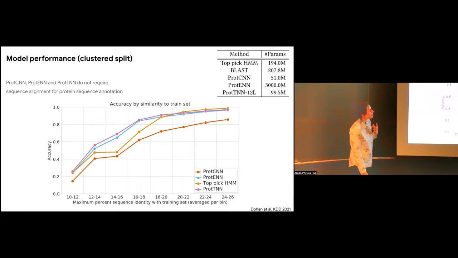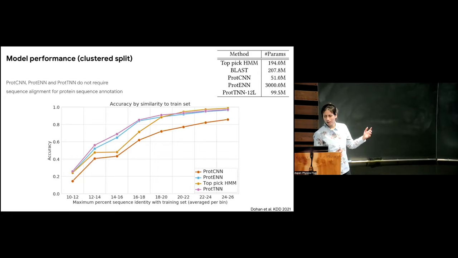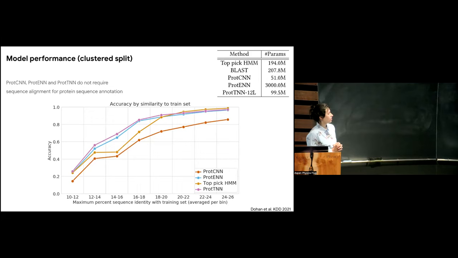One thing that really surprised me, and you can't quite see it, is that the HMM has a really large number of parameters. Everyone talks about deep learning models being very heavy and expensive to train. Our transformer had 100 million parameters, and the HMM, the set of HMMs in Pfam, has 194 million parameters. So it's actually cheaper in some sense, at least to do inference with this transformer. The training part, I think, is still quite good.